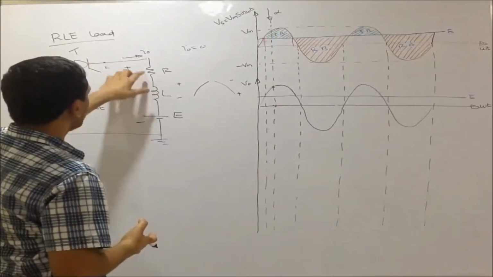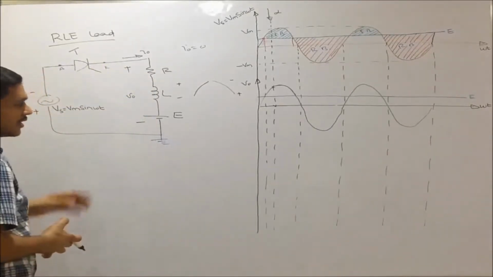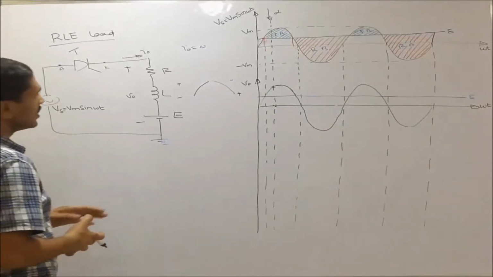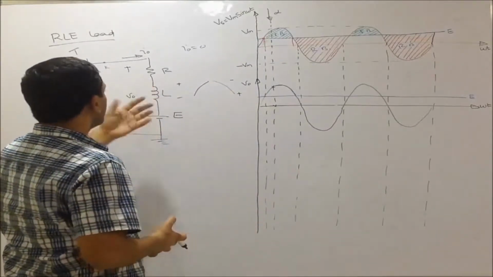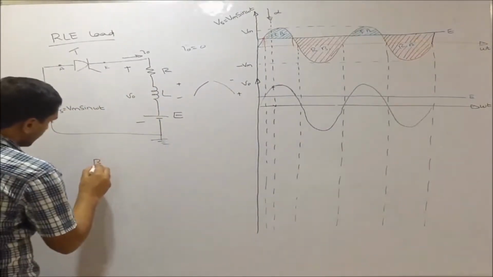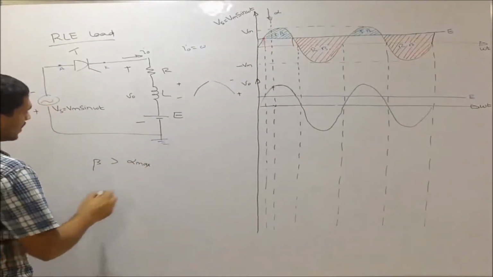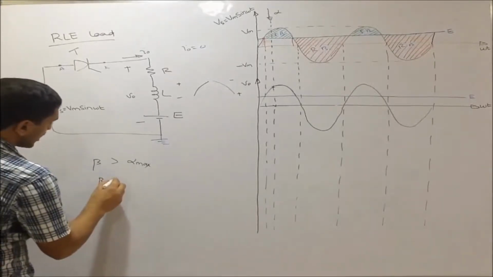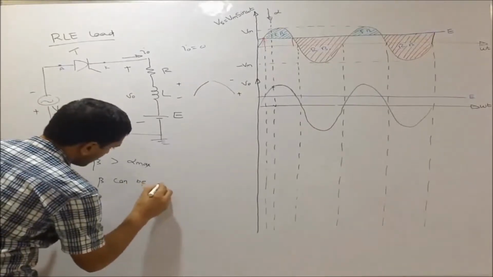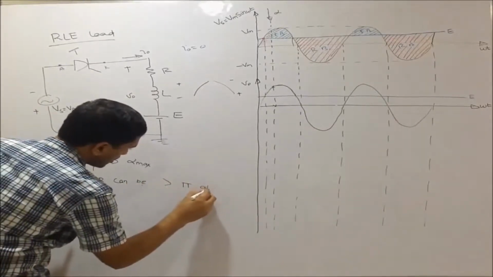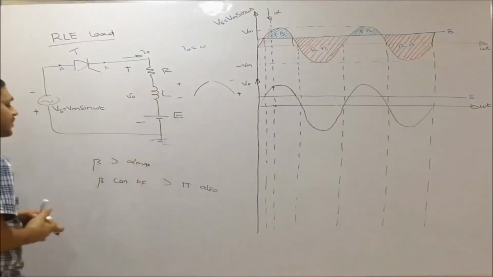Without inductance, meaning for RE load, the beta value, that is the extinguishing angle, is alpha max, that is pi minus sin inverse E by Vm, that we have seen. But now with inductance, the beta value exceeds alpha max. It can be greater than pi also. But beta is always greater than alpha max because we have added some inductance.